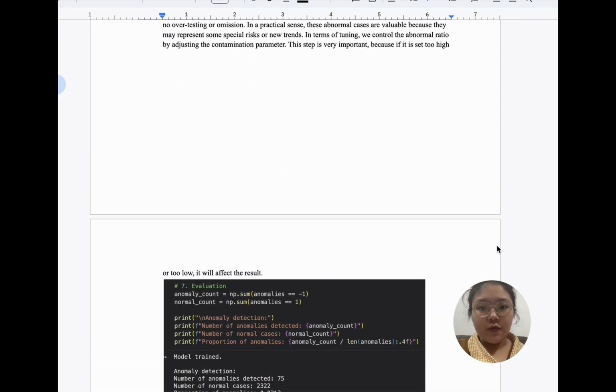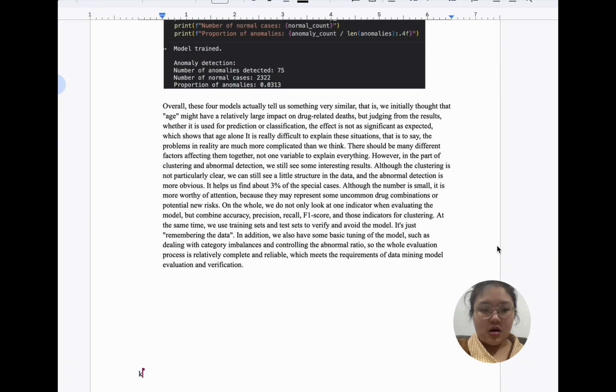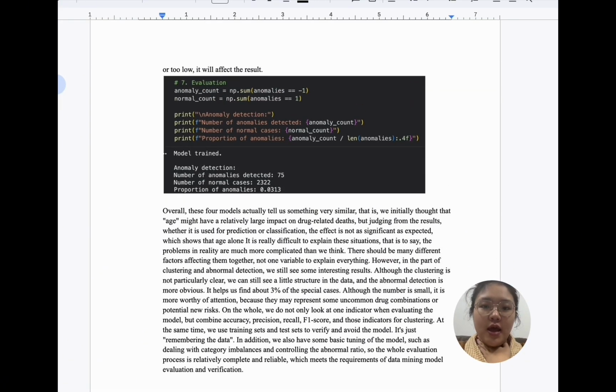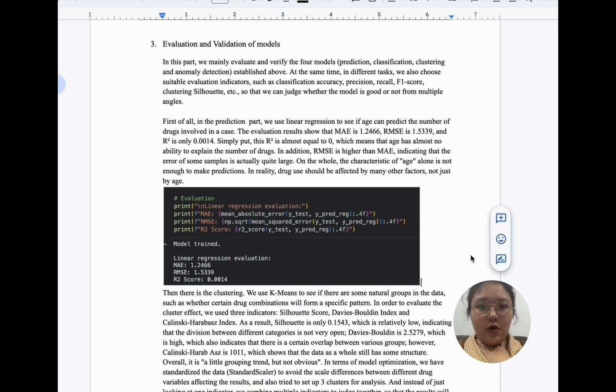Overall, the results of the four models are similar. Our evaluations are complete and results are reliable. That's all for my part.